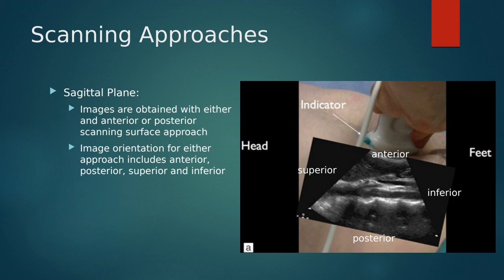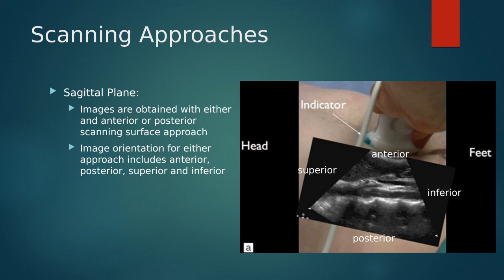We scan 99% of our patients supine, so we're going to be coming in from their anterior side. We're putting the probe or the transducer down on their belly. Their belly is anterior, okay? Now, our image orientation is going to give us information about structures in the body that are either anterior, posterior, superior, or inferior.